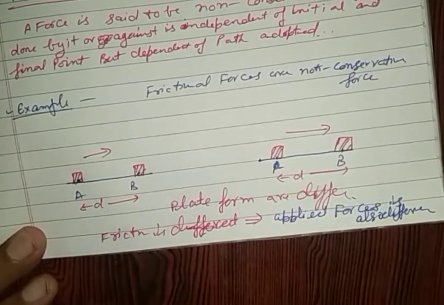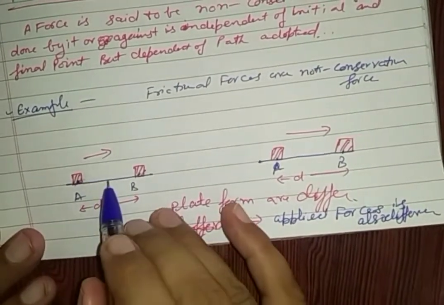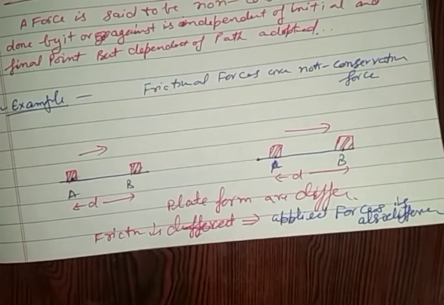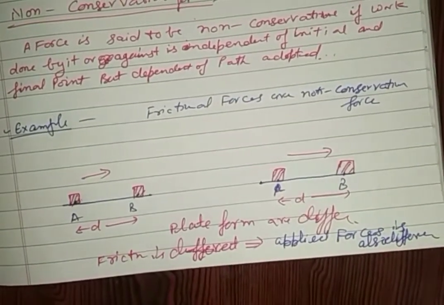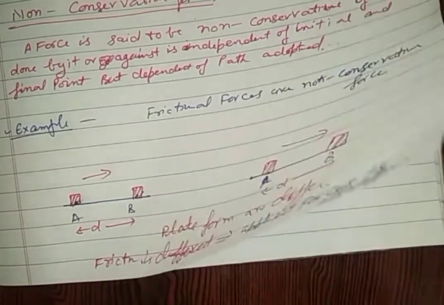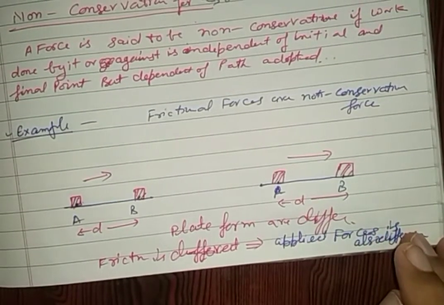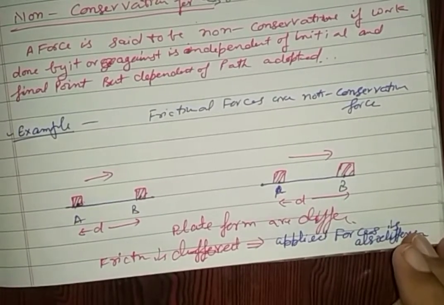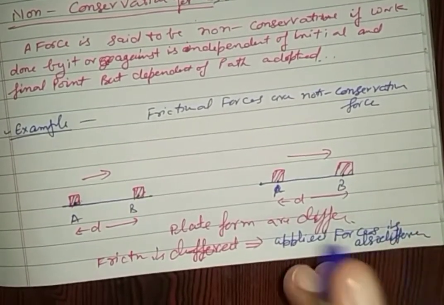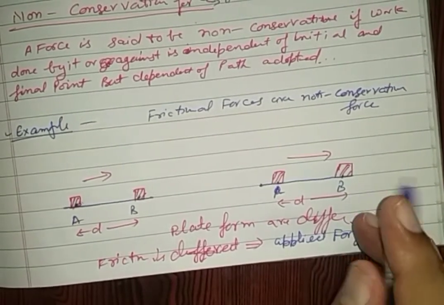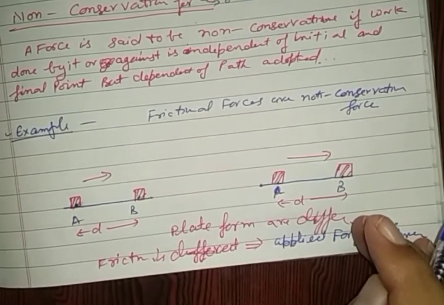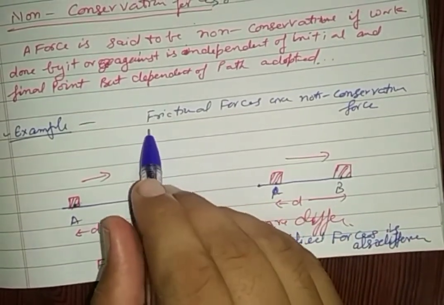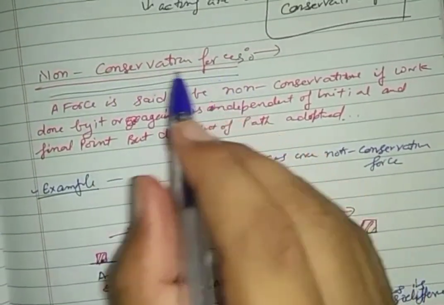So the initial and final point are the same. Due to the different nature of friction, different amounts of force are needed to move from A to B on changing the platform. It means the required force does not depend on the initial and final point, but depends on the path adopted, the surface adopted, how it is moved from A to B. It may be in a straight line or a curved path, in different directions, on different platforms, so different forces are needed. That's why frictional forces are non-conservative forces.